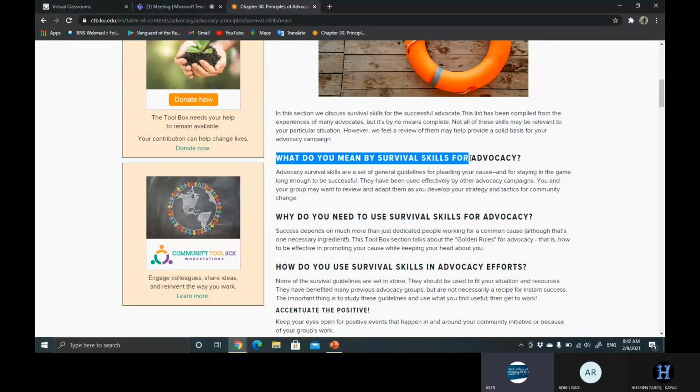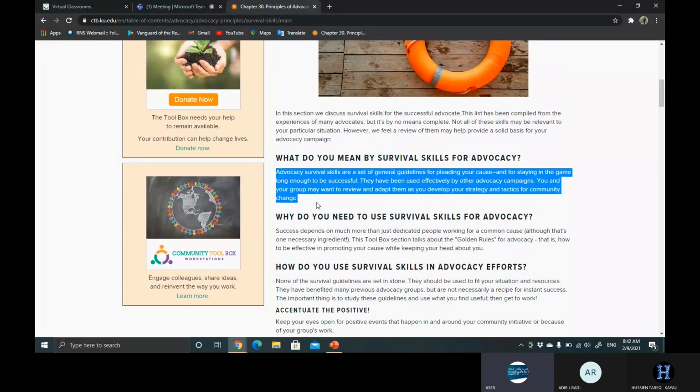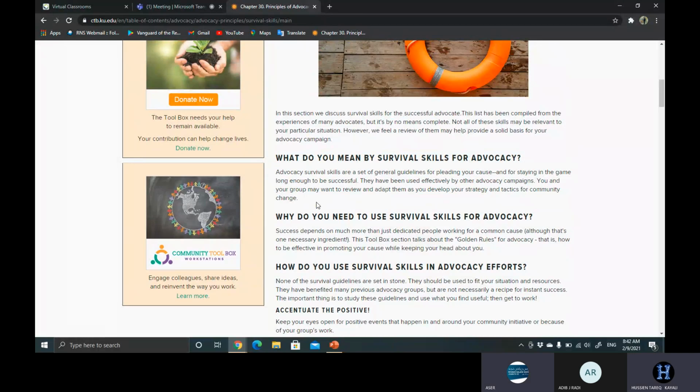So, what do we mean by survival skills for advocacy? Can you read that, Hussein? Yes, teacher. Advocacy survival skills are a set of general guidelines for pleading your cause and for staying in the game long enough to be successful. They have been used effectively by others. You and your group may want to review and adapt them as you develop your strategy and tactics for community change.